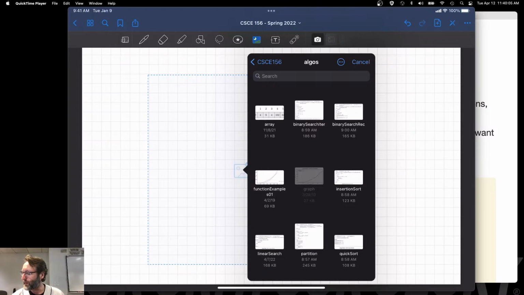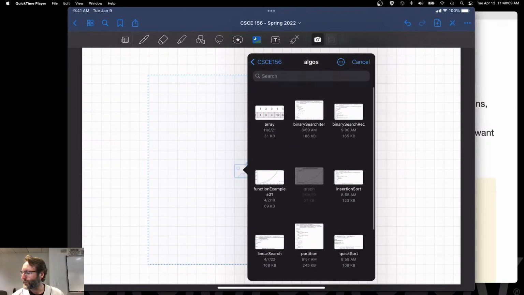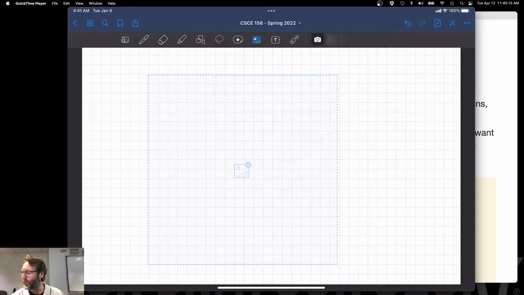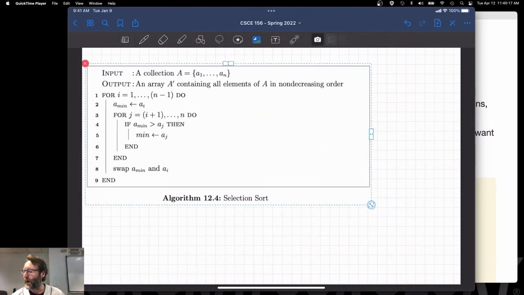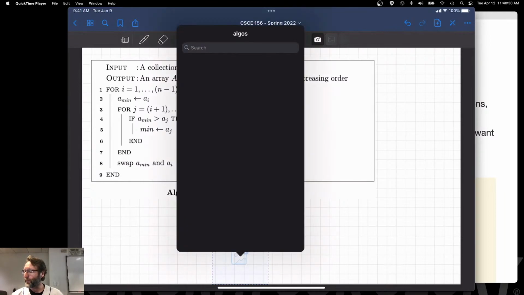Let's see. Linear search. Let's go with sorting functions here. Where's my selection sort? There we go. Now, if we had more time, we might actually develop this pseudocode from scratch. But I'm just going to go ahead and jump to the end here. And this is our old friend selection sort. Remind me quickly, though, how does selection sort work?